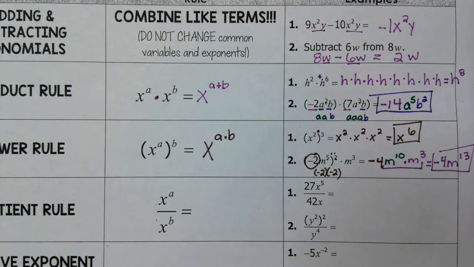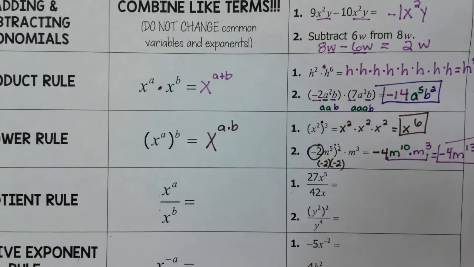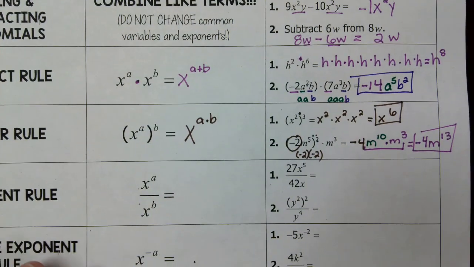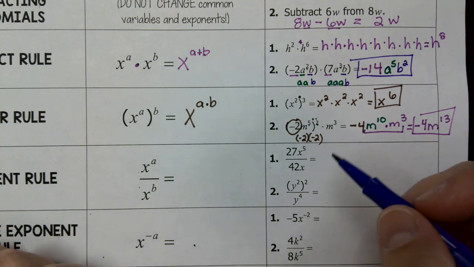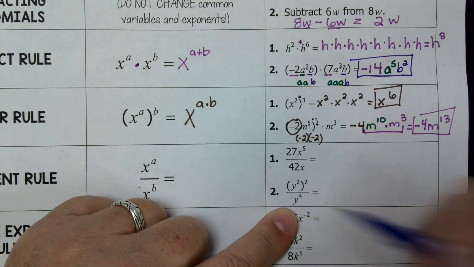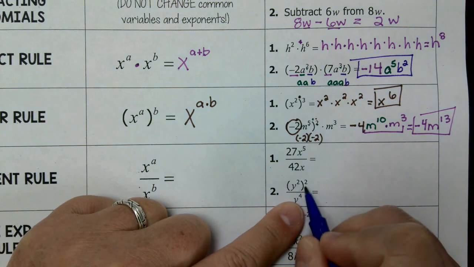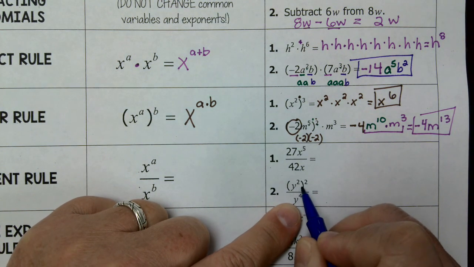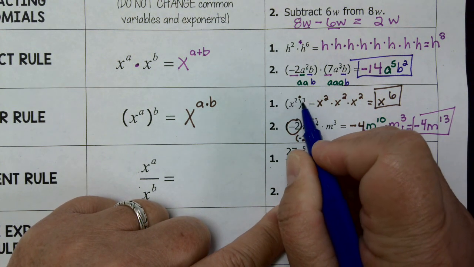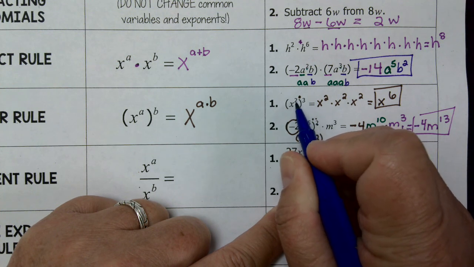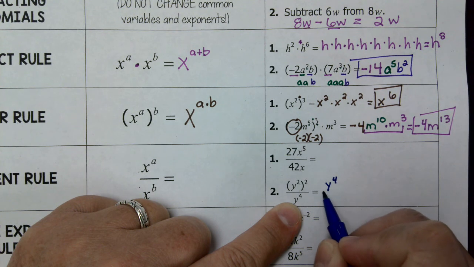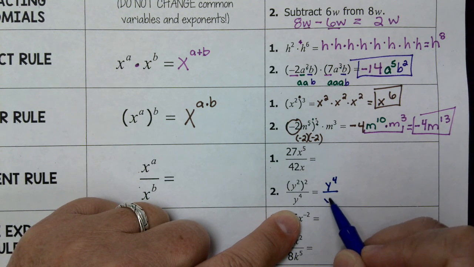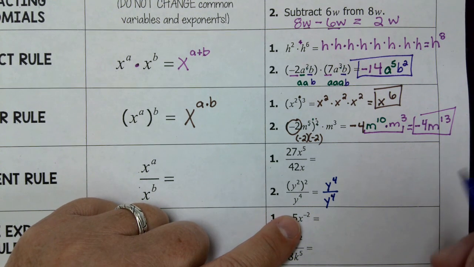And the last rule to talk about today is the quotient rule. So let's start with example number 2. Here I need to go ahead and do my product rule from above, which we said the shortcut was to multiply 2 times 3. So 2 times 2 here gives me y to the 4th. And then that's divided by y to the 4th.